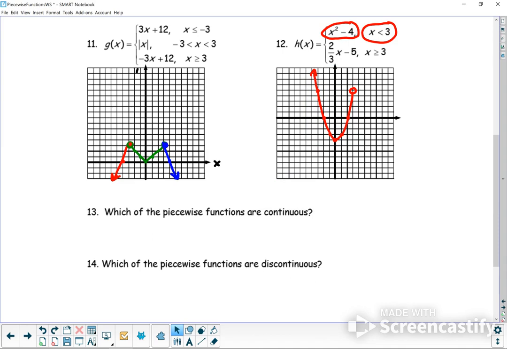Okay, the last one. Got 2/3 x minus 5. So we're going to start at negative 5. So this one was negative 4. So we'll start here. 2/3 means up 2 and over 3. Up 2 and over 3. Up 2 and over 3. The same thing, down 2 and left 3. Down 2 and left 3. So you're going to get this line here.